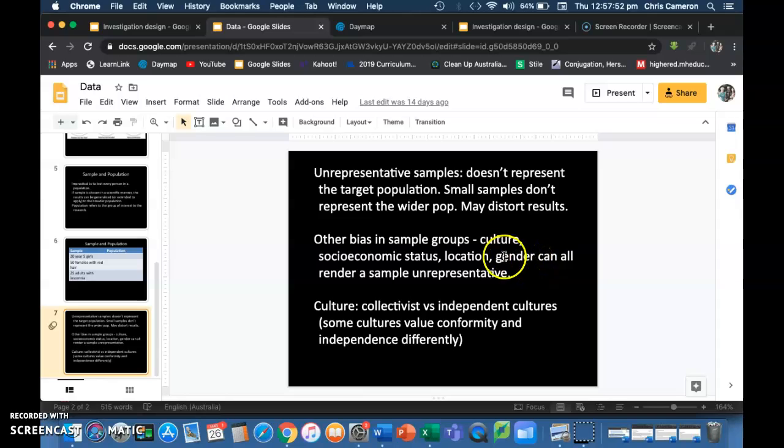For example, if there was a high level of one particular gender, males or females, that might mean that they respond in slightly different ways. And we know that females, according to some studies, have shown that they are more likely to conform. Maybe that's something that you might mention, but it does render our sample somewhat unrepresentative.